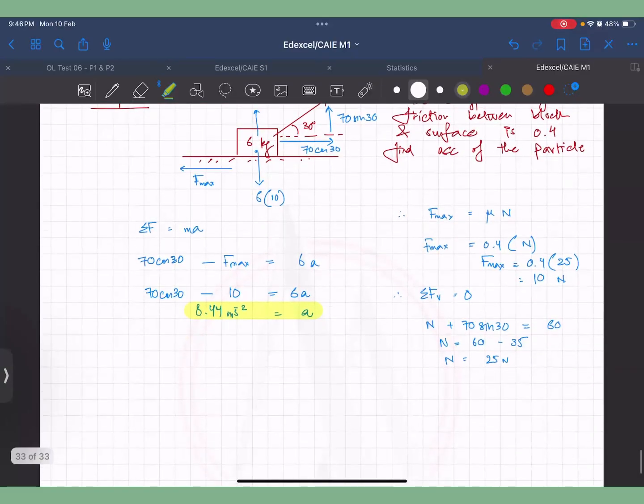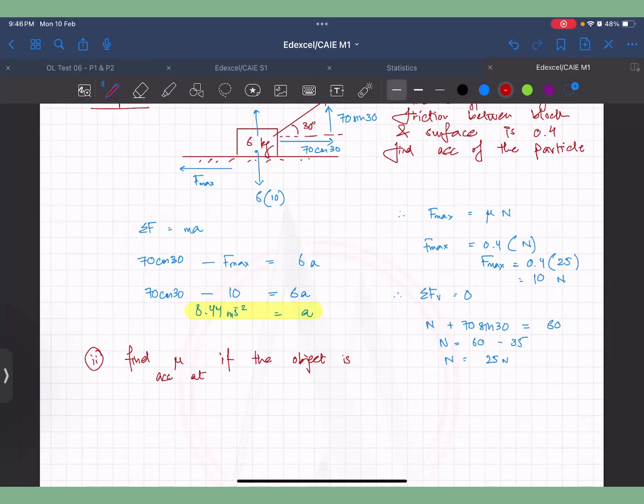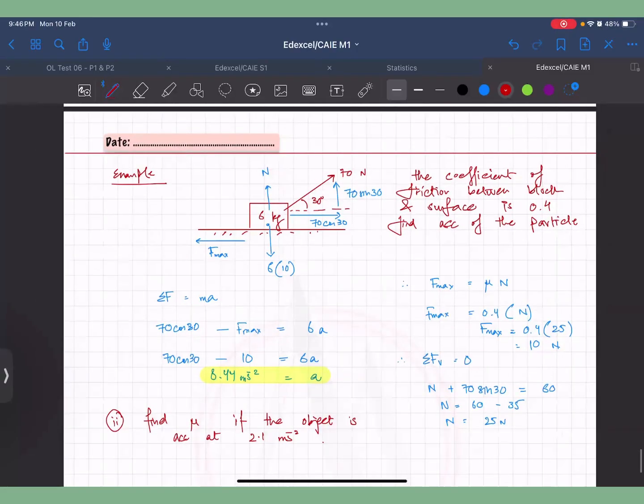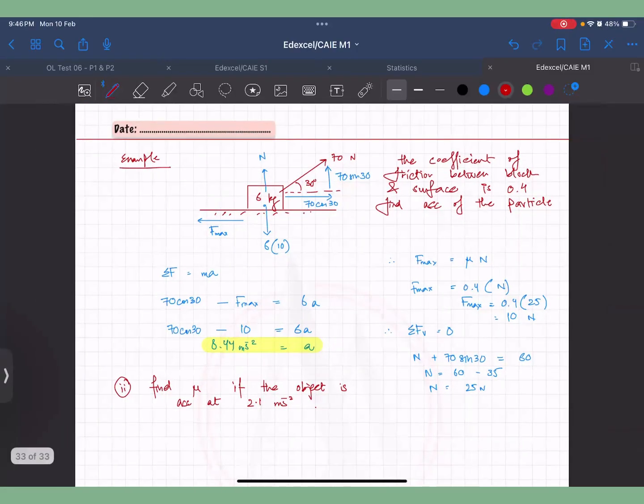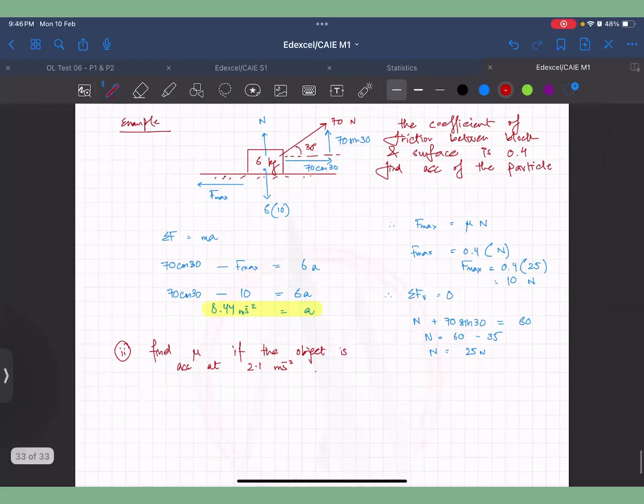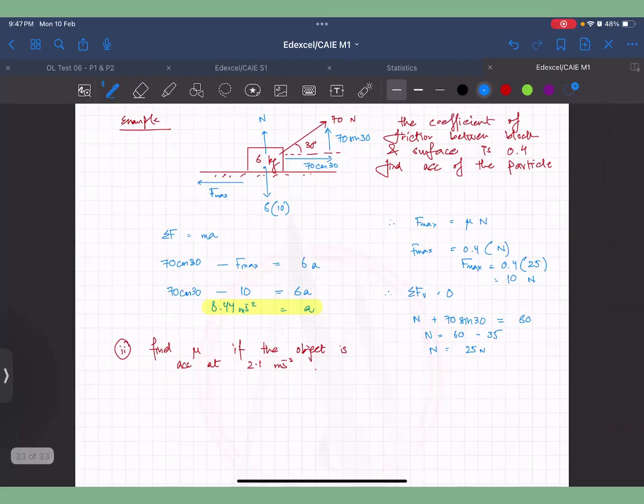Okay. A little bit interesting if we make it... Let's suppose the second part is saying find mu if the object is accelerating at, let's suppose, 2.1 meter per second square. So now the situation is slightly changed. We don't know the value of mu, we don't know the value of F max, we know the other forces. So they're asking us to find mu if the object is accelerating at 2.1. So F is equal to ma.